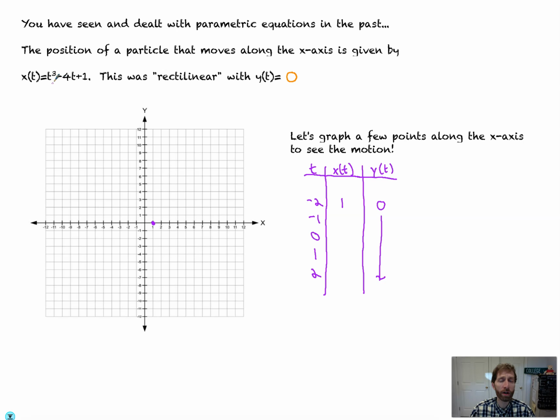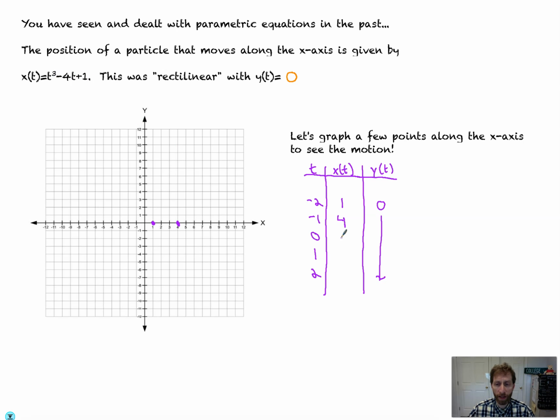-1 we plug in. -1 cubed is -1. -4 times -1 is 4. And -1 plus 4 is 3, plus 1 is 4. Okay, so now we've moved to the right here. Interesting. And then 0, we plug in 0: 0 cubed, -4t, plus 1.